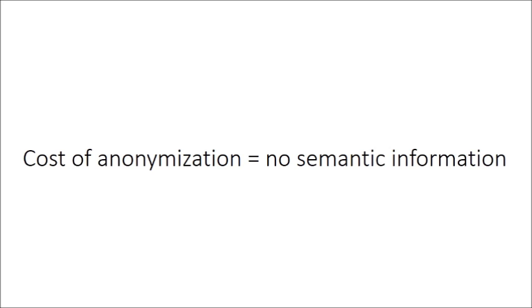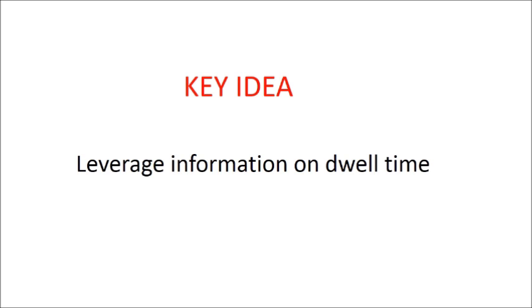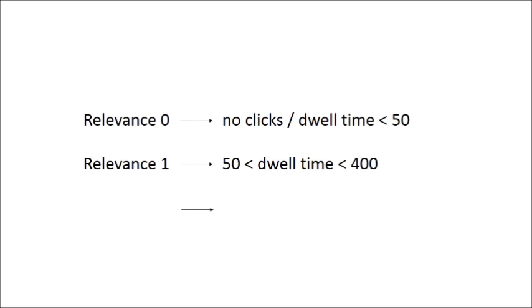This added security comes at a cost though. All semantic information is lost. Instead, a purely statistical approach needs to be taken. How much time a user spends on a web page indicates how satisfied she was with that page. We have leveraged this dwell time to learn their preferences. Based on these dwell times, we have judged the relevance of the URLs.